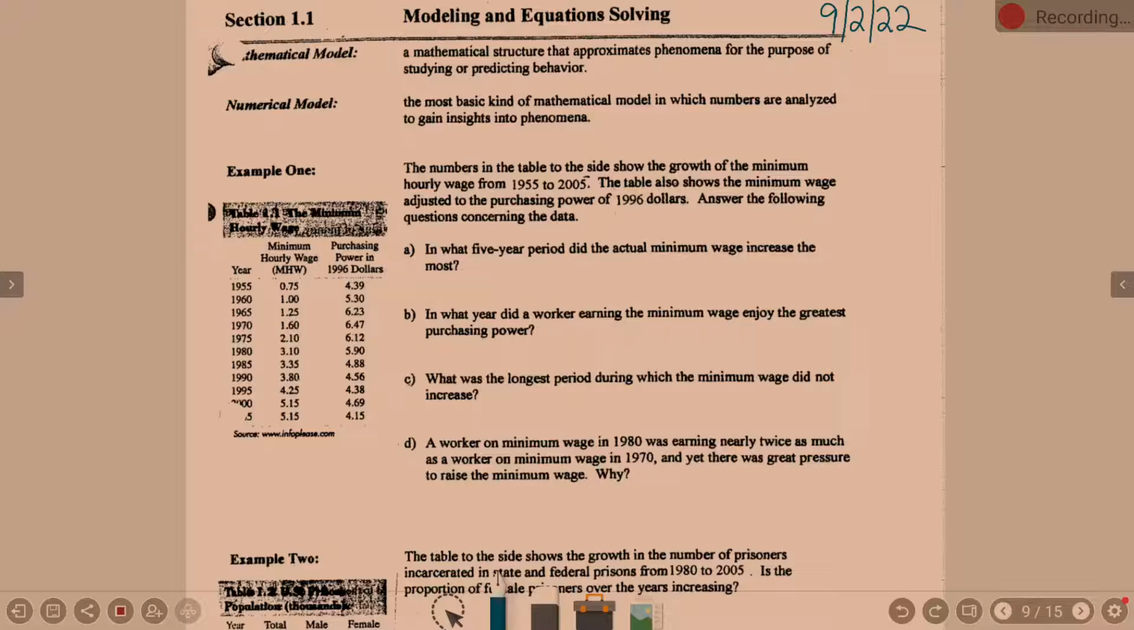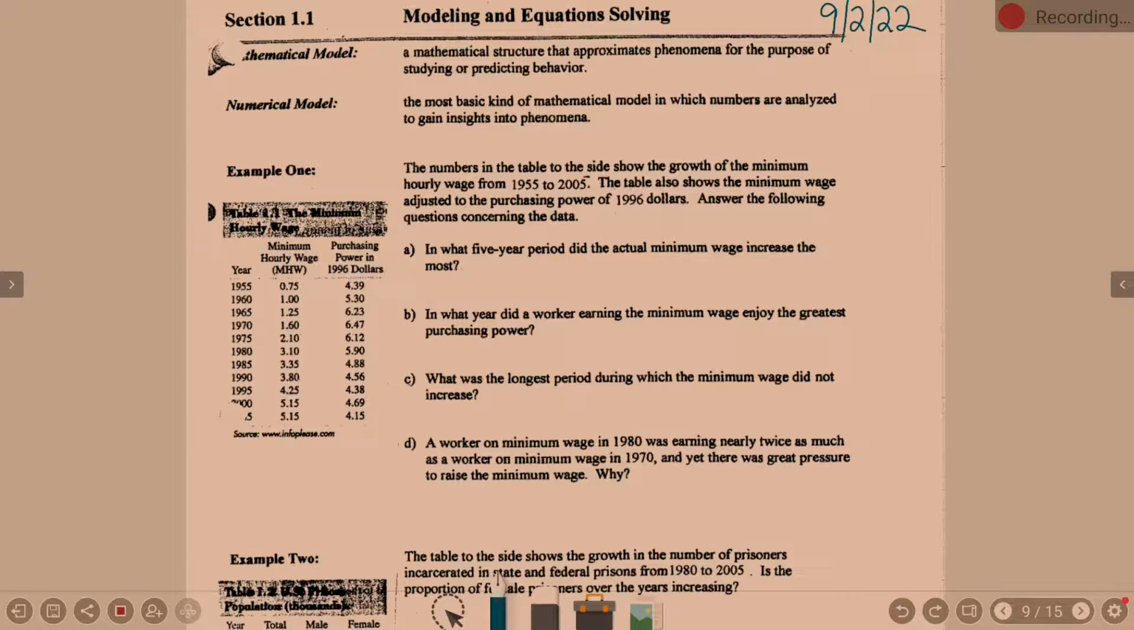Okay? So, mathematical model: a mathematical structure that approximates phenomena for the purpose of studying or predicting behavior. So, just math, right? We're looking at some type of situation to study the behavior. We're going to start with the numerical model, the most basic kind of mathematical model, in which numbers are analyzed to gain insights into phenomena.